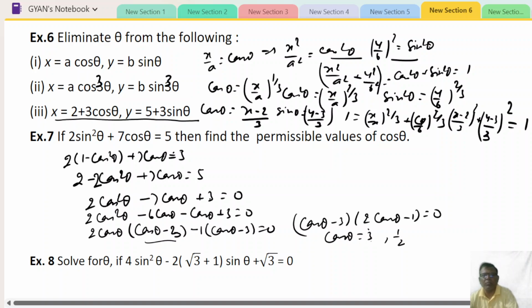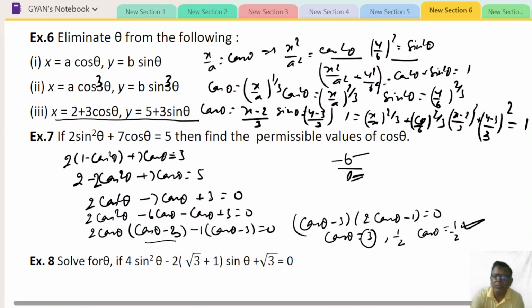But cos theta value cannot be more than 1 or less than minus 1. Cos theta lies between them, because anyway cos theta is b by L, no? So b cannot be more than L. So it cannot be more than 1. And similarly, if it is negative, it cannot be less than minus 1. So cos theta is equal to 3, impossible. So cos theta is equal to 1 by 2, you have to take it. So cos theta permissible value is 1 by 2.